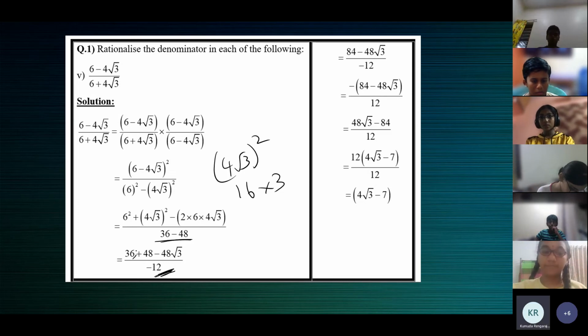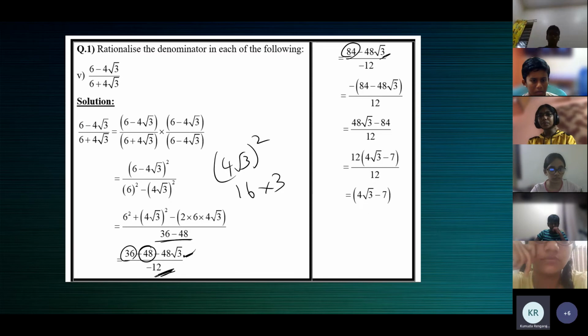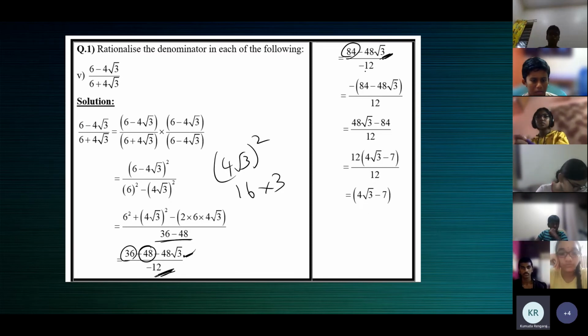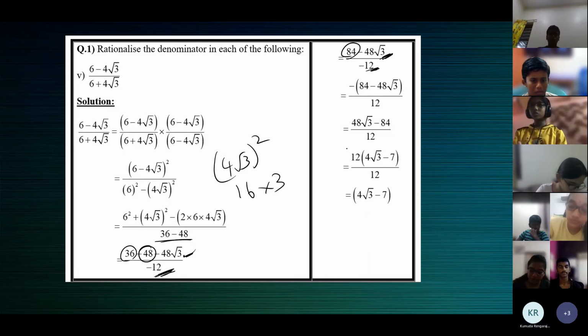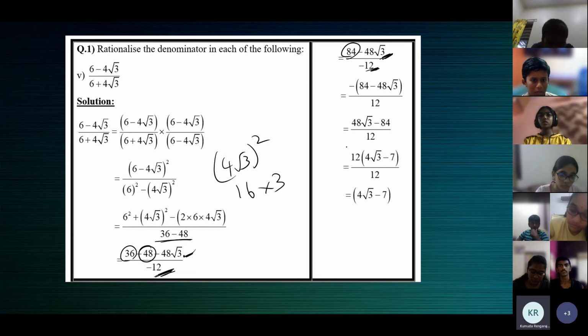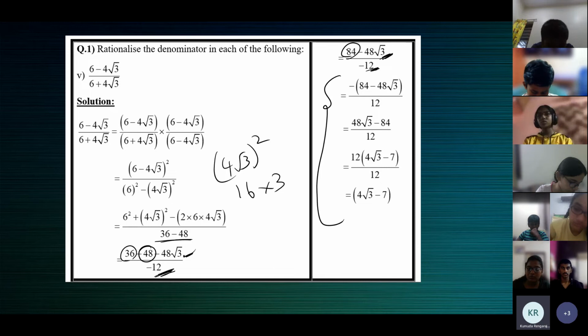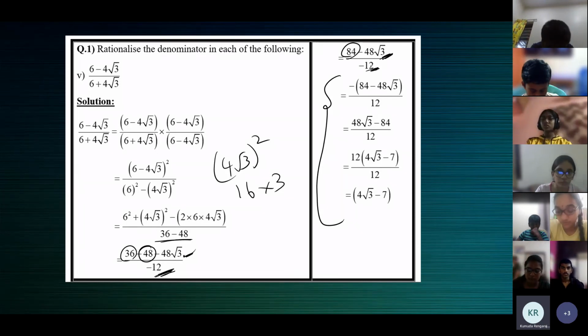Now in the numerator, you can add 36 and 48. 36 plus 48 is 84 here, and minus 48 root 3 as it is, divided by minus 12. Now these steps you can do in any order. What I have done is I have taken the minus to the numerator first. I'll tell you what else you can do.